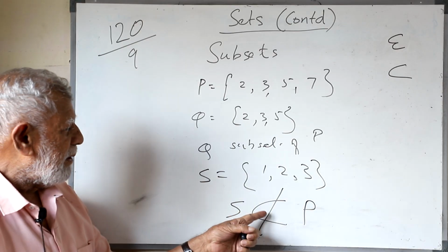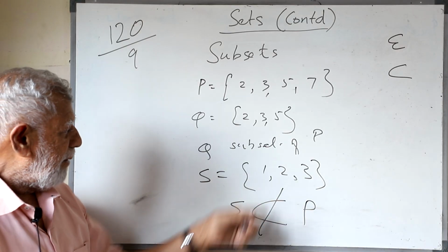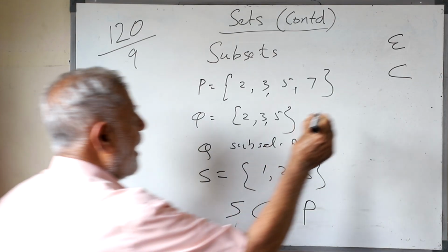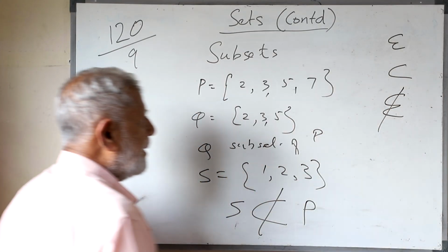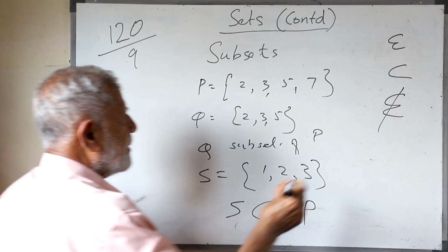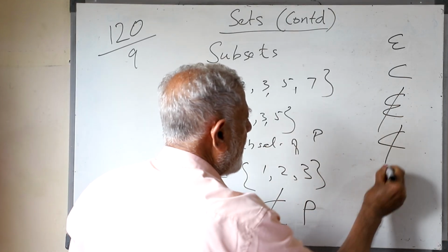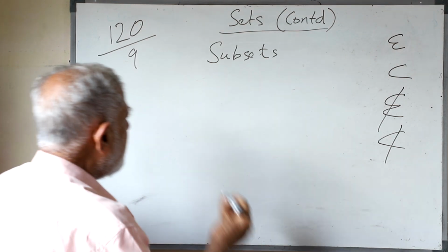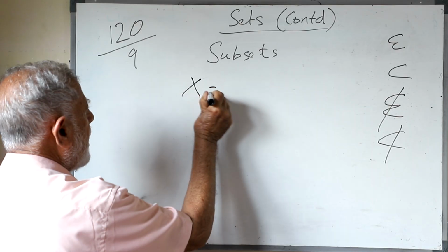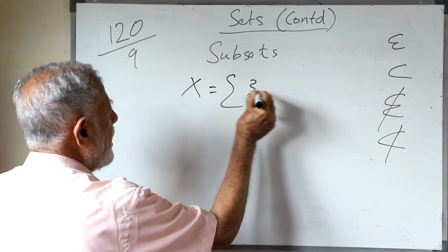Not a subset means we write this subset sign and then we cross it off. Same way, if it is an element and not an element also, which we studied earlier, we write like this, not an element. So subset, not a subset. All those 4 signs we have studied. Right. Now supposing we have X is equal to {3, 5}.